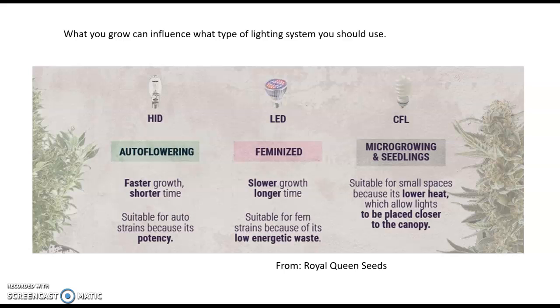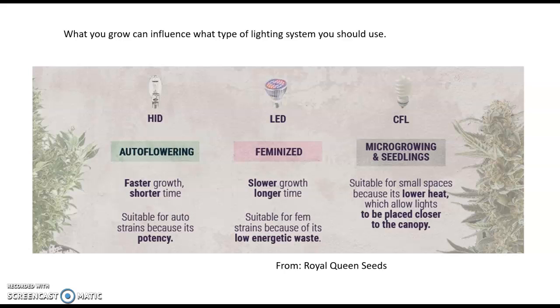Lastly, what you grow can influence what type of lighting system you should use. This is from Royal Queen Seeds, a really reputable cannabis seed company. They recommend high-intensity discharge lights for auto-flowering plants because these plants have a faster growth and a shorter time in their growing situation, suitable for auto-strains because of the potency. Feminized seeds, they recommend LED lights.